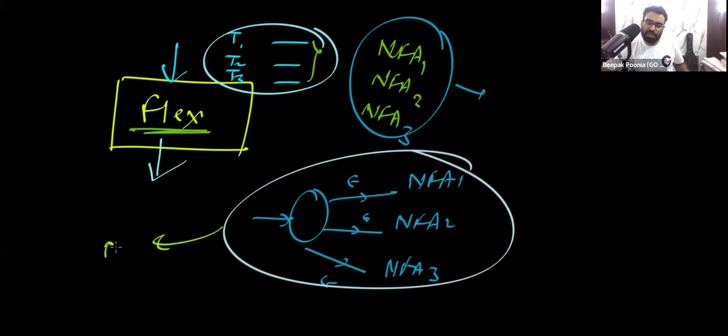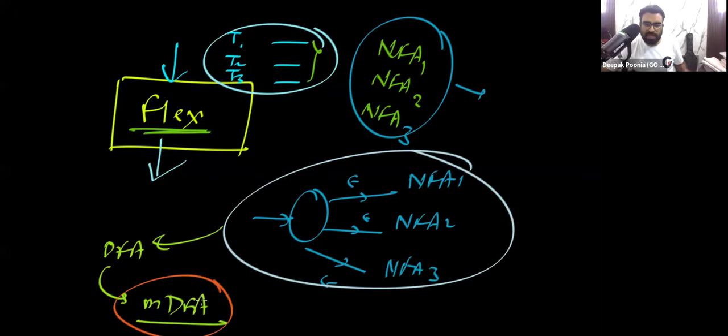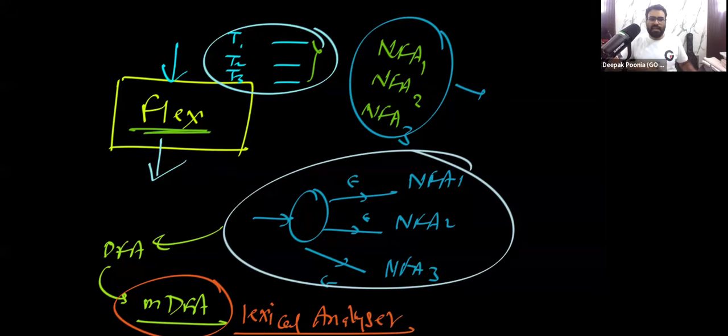Then this will be converted to a DFA, and this DFA will be minimized. You will get the minimal DFA. Let me tell you, this minimal DFA is your lexical analyzer. If anyone asks you what a lexical analyzer is, in one line you can say that a lexical analyzer is a deterministic finite automata. That's it. Chapter over. Is this clear? Did you understand what is happening here?